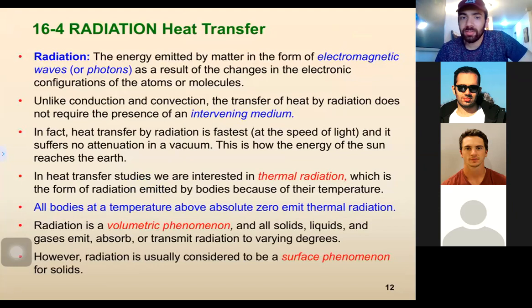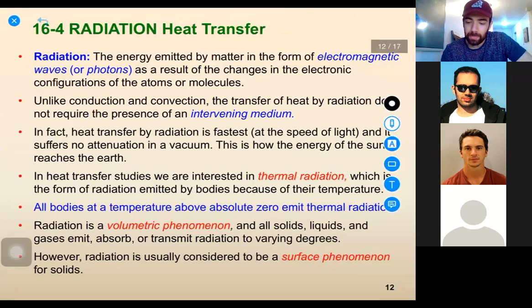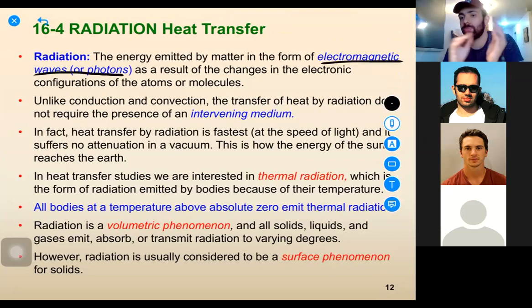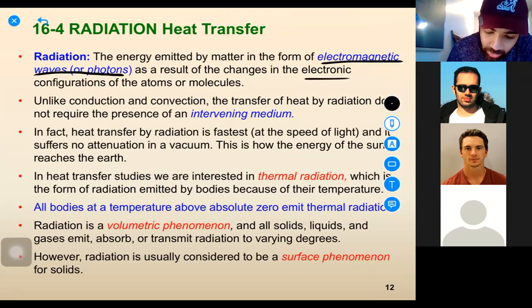The next mechanism is radiation. Radiation is the energy emitted by matter in the form of electromagnetic waves. So we had molecule movements, we had the transfer of heat from the surface to the medium over it, but in radiation, actually, we don't have any medium. It is the transfer of heat in the form of electromagnetic waves, and that is the result of changes in the electronic configurations of atoms or molecules.